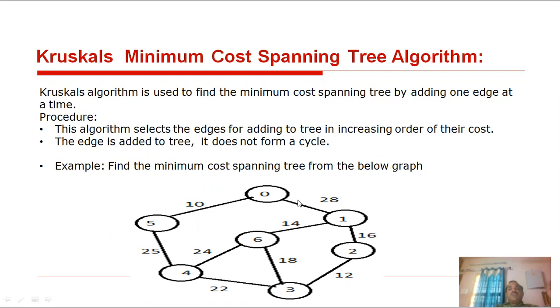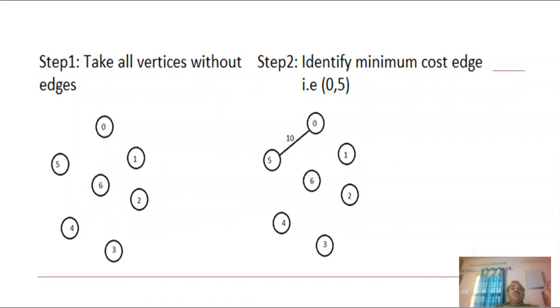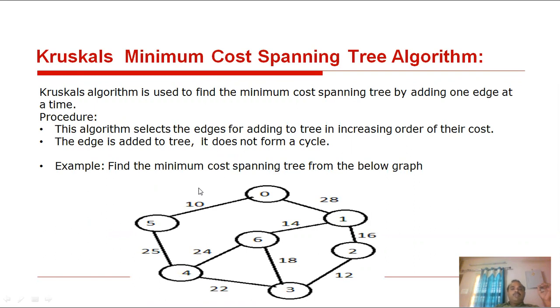Using Kruskal's algorithm, find the minimum cost spanning tree from the below graph. Here these are all the nodes. Edge 0 to 5, the cost is 10. Clear? Then we go in increasing order.